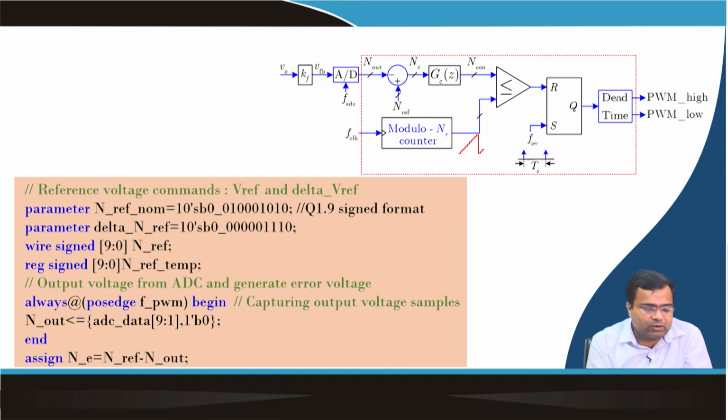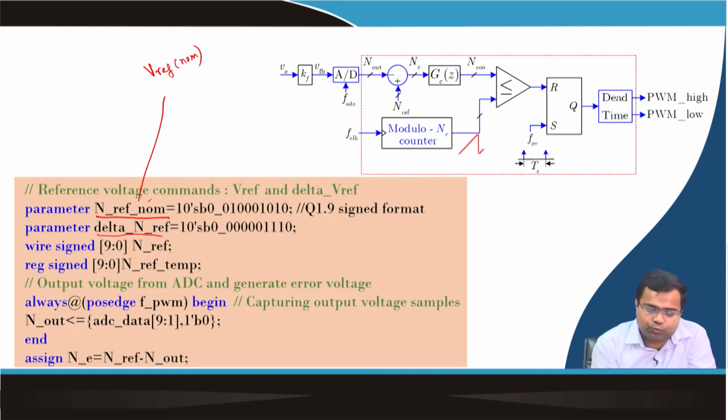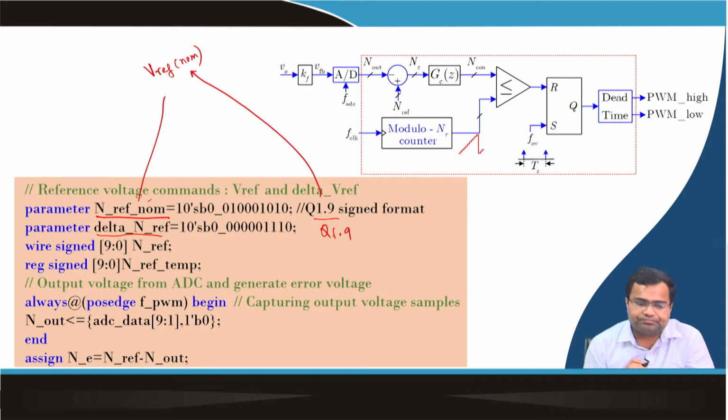Then we also have to define a parameter, Vref nominal. This is a reference voltage; one is the nominal value, another is a delta. So, Vref nominal, the corresponding voltage will come from this Q format, it is Q1.9 format, and this is also Q1.9 format. So, you can get the analogous nominal reference voltage. Similarly, this will give you delta Vref, again in Q format.